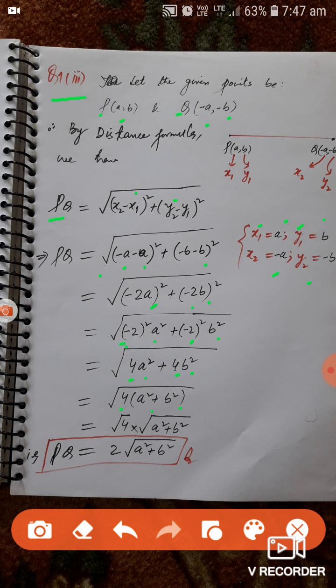Now square root can be separately used on both the factors. Now we have square root of 4 into square root of a square plus b square. And we know that square root of 4 is 2, and we will get 2 times square root of a square plus b square. So 2 times square root of a square plus b square is the distance between these 2 points P and Q, whose coordinates were a, b, and minus a, minus b. So in this way we can calculate the distance between 2 points using the distance formula.